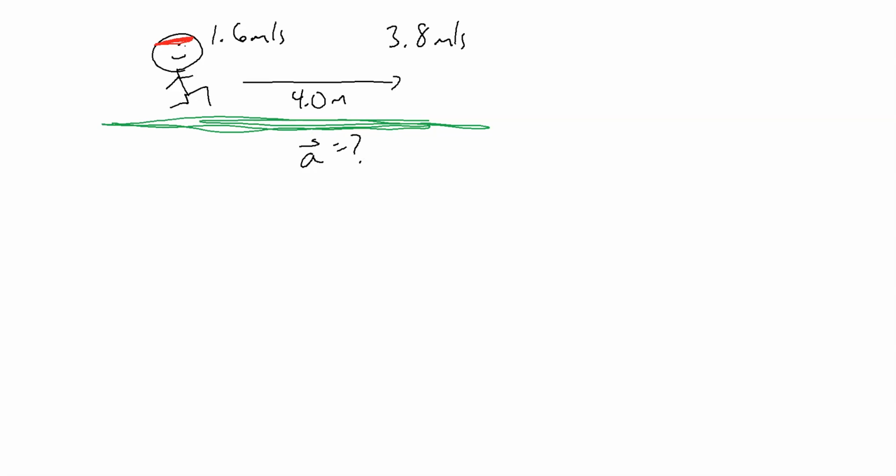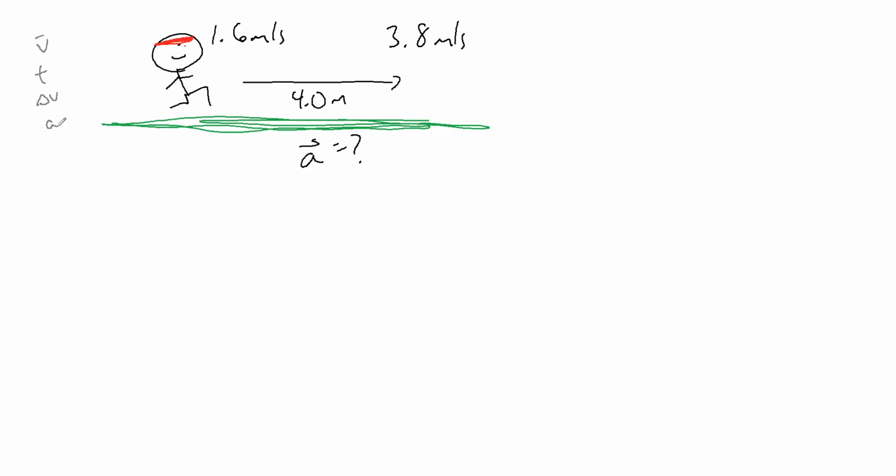Now, you could have done this last year. If you'd done this last year, you'd use those 2 v's to find the average v. Then you use the average v and the distance to find the time. Then you would have found the change in v, and then use the change in v and the time to get the acceleration. There's 4 steps there. Now you can do it all in one.